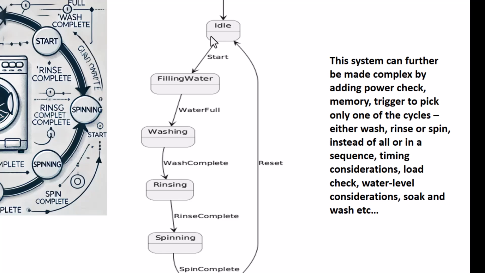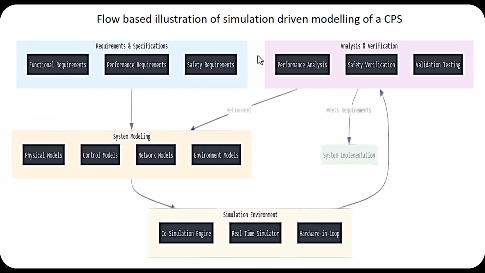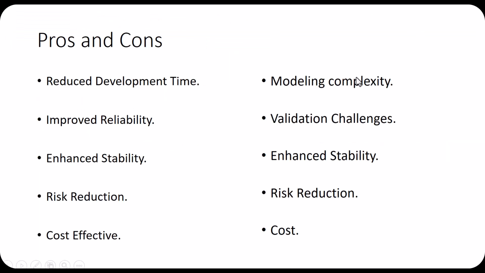When you add all these things to the state diagram, just try it out and see how complex it becomes. The moment the state diagram becomes complex, separating it out into physical, network, and computational models is going to be difficult. And even assuming you classify them separately properly, simulating them is going to be very, very difficult. So that is what we mean by modeling complexity. As your system model develops into a more and more real-time one, the simulation modeling becomes complex.